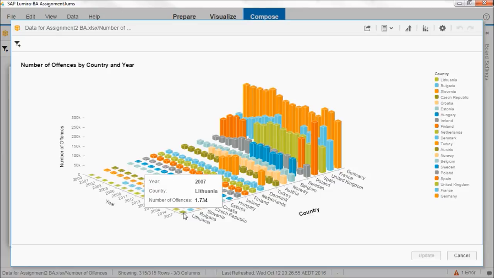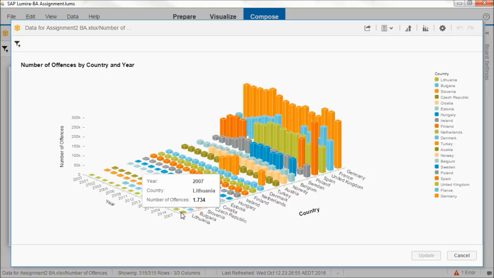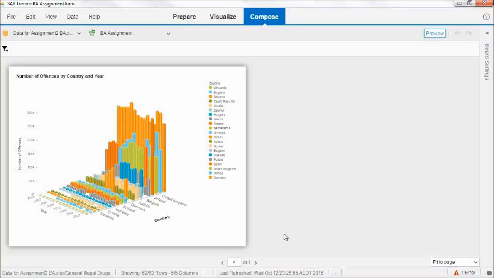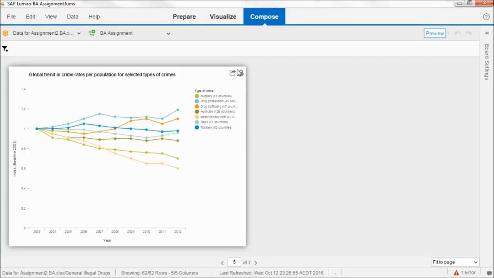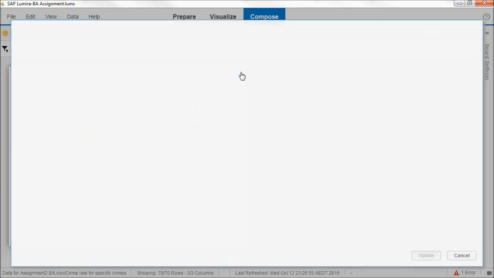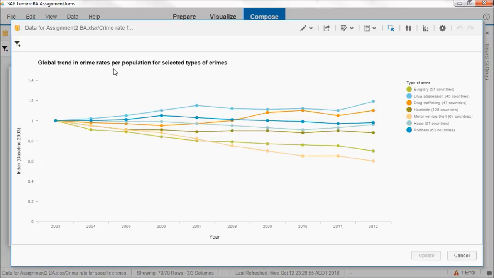In 2007, Germany had 143 times more drug-related offenses than Lithuania. The difference is tremendous. Moving on to the next graph. This graph shows the comparison between different global drug-related crime rates per year. The year of 2003 is used as a baseline.